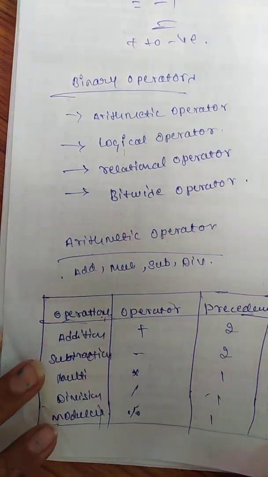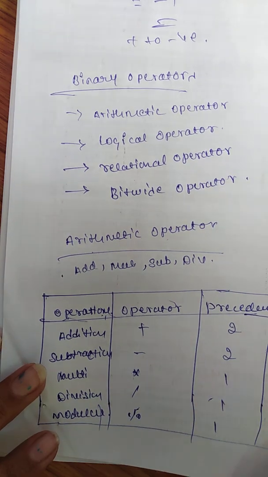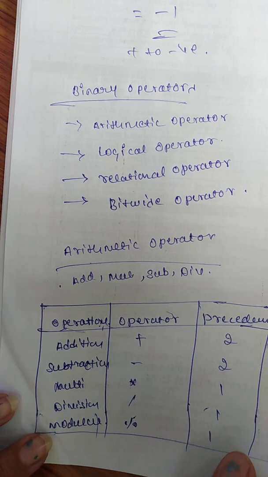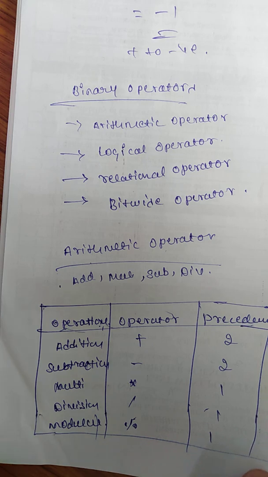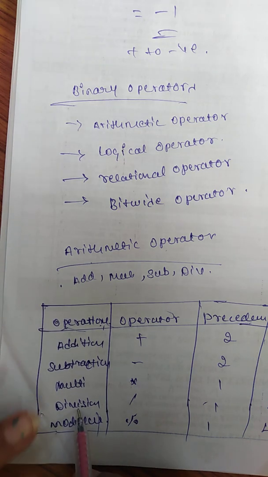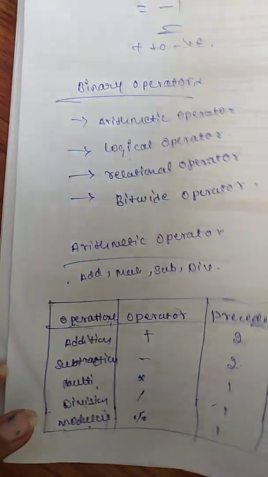It means one indicates higher priority, the highest, and two indicates lower priority, the lowest value we can represent. It means first we can indicate the highest value we can get. So first we can write the modulus, division and multiplication value in a program.